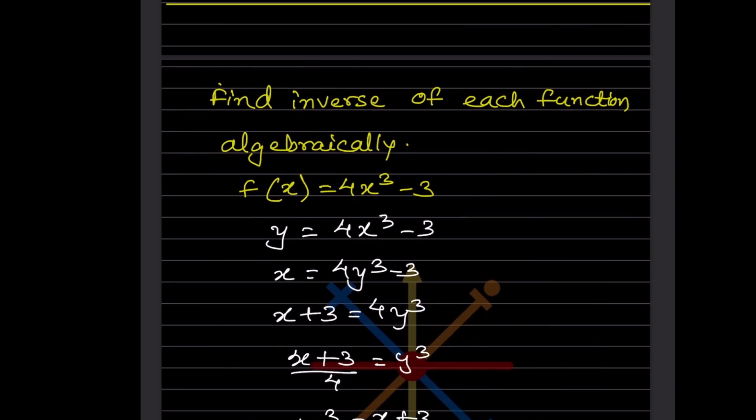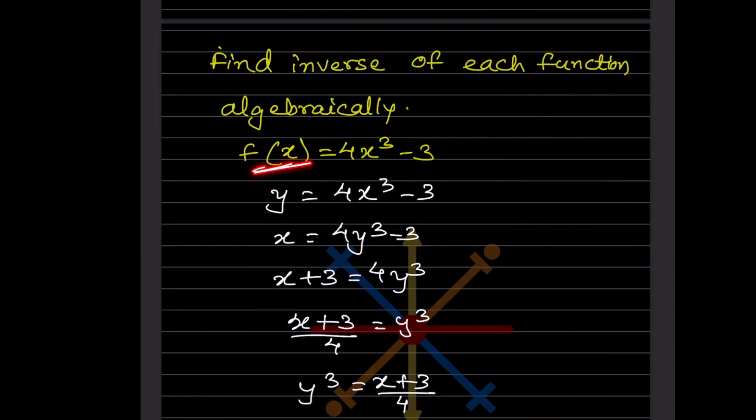So now next one, find the inverse of each function algebraically. So now f of x is 4x cubed minus 3. So f of x is, that is y. So 4x cubed minus 3. Because it is an inverse, we are going to interchange x and y. Wherever there is x, we will put y. So the rest is all the same.